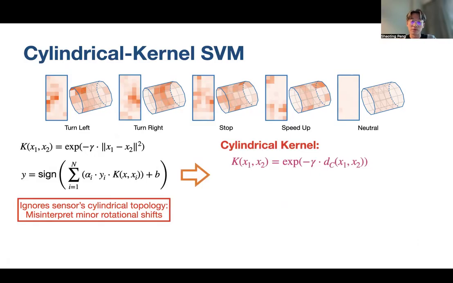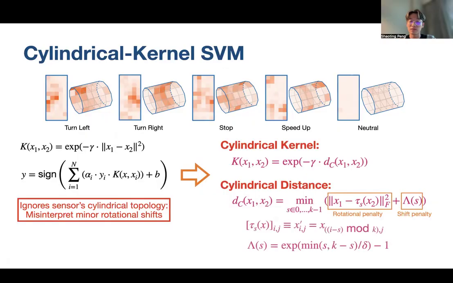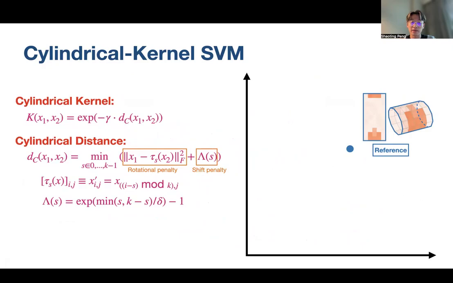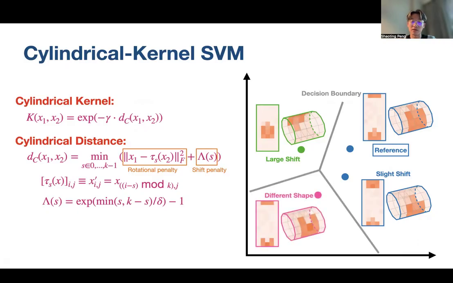So in this work, we propose a cylindrical-kernel SVM, which changes the RBF kernel to include two different distance measurements, like these two different penalties. So here we provide an illustration, given a reference signal. If another signal has a similar pattern with a small shift, they will be in the same class. However, if the pattern is similar but has a larger shift, they will be classified as a different intent, as well as if the activation shape is different. For more details of this method, please refer to our paper.